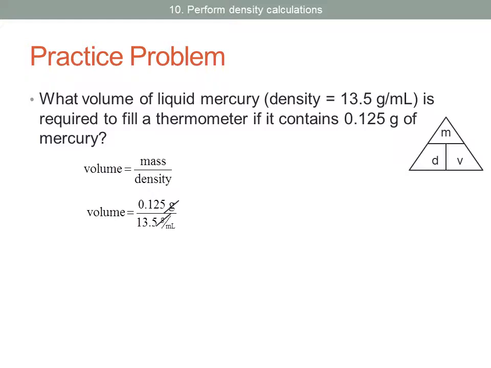Again, check out your units here. Grams cancel. One of them's in the numerator, the other one's in the denominator. We're left with milliliters, which we should. That's a unit of volume. And that gives us 0.00926 milliliters.